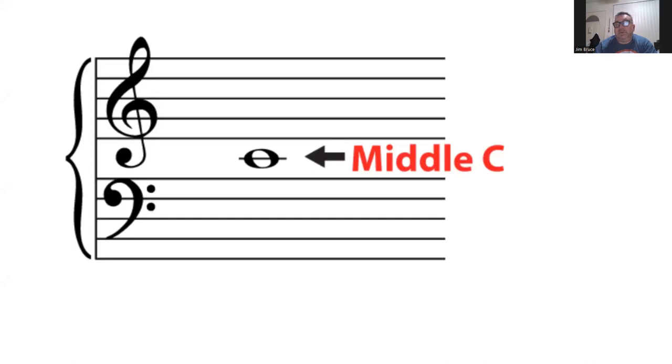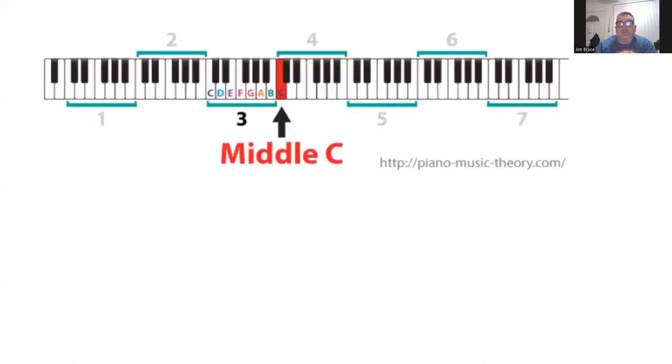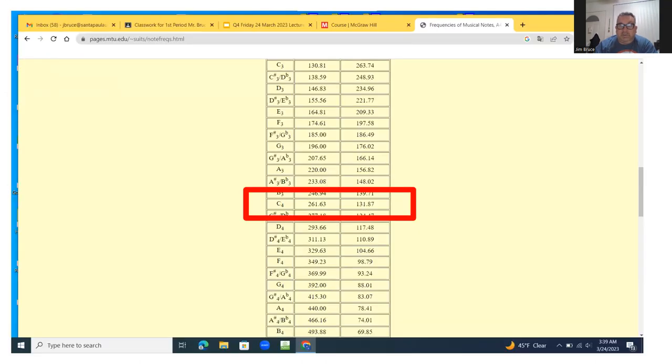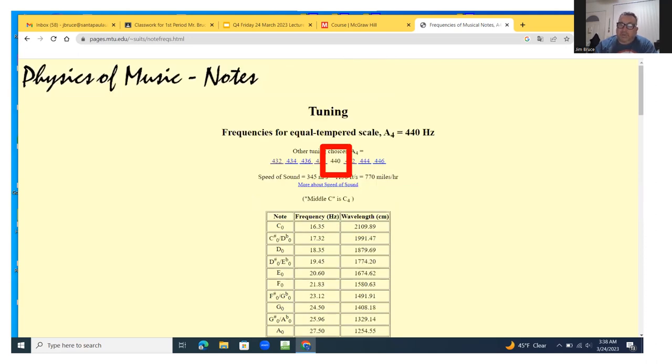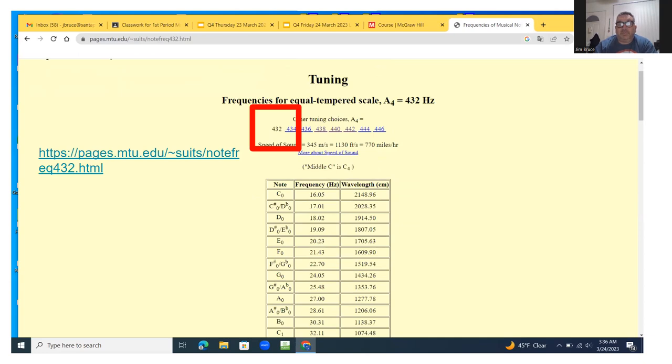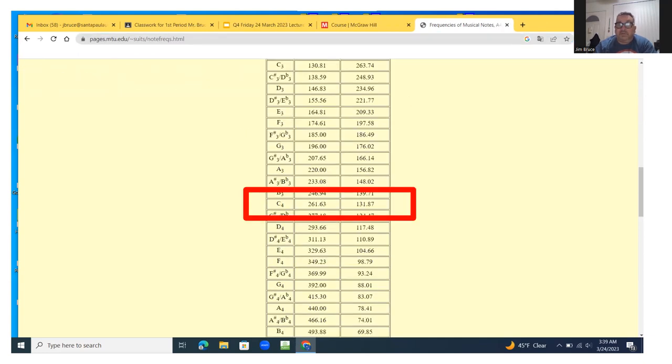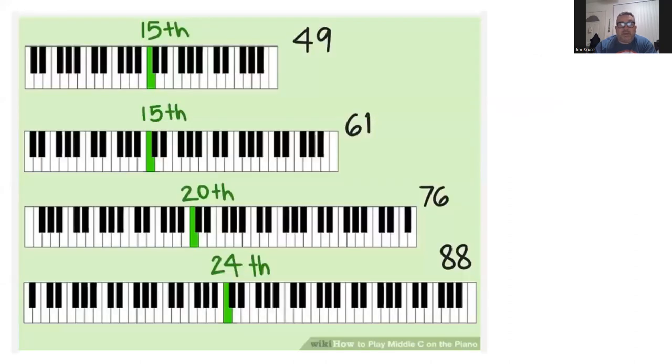Nonetheless, this is still middle C in the staff, and this is still middle C on the piano. And typically, again, C is 261 and A is 440. But in orchestral tunings, A is 432, which makes C 256. A subtle difference, but an important difference if you are playing in a band. Here on keyboards, depending on the number of their notes, is where we find middle C typically. And just a coincidence that you should be aware of: there are 88 keys on a full-size piano, and there are 88 constellations in the heavens. Is that a coincidence?